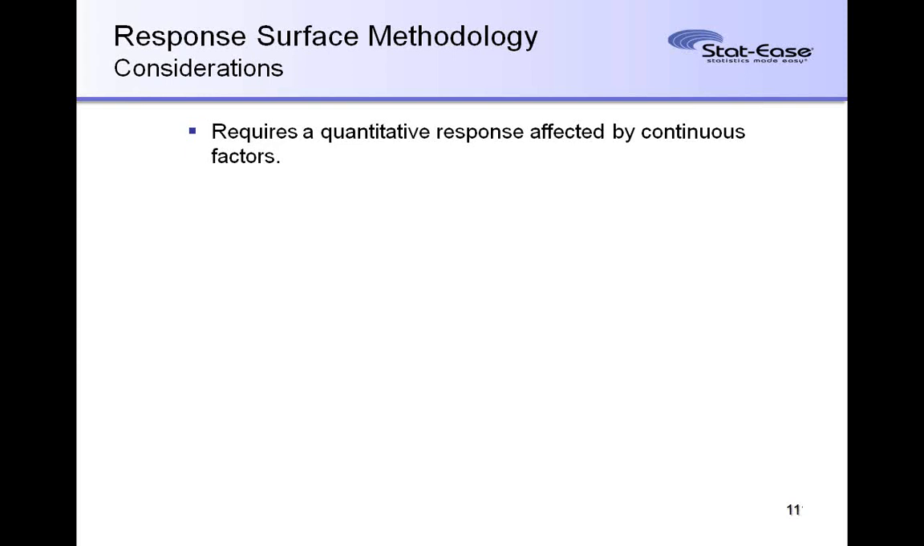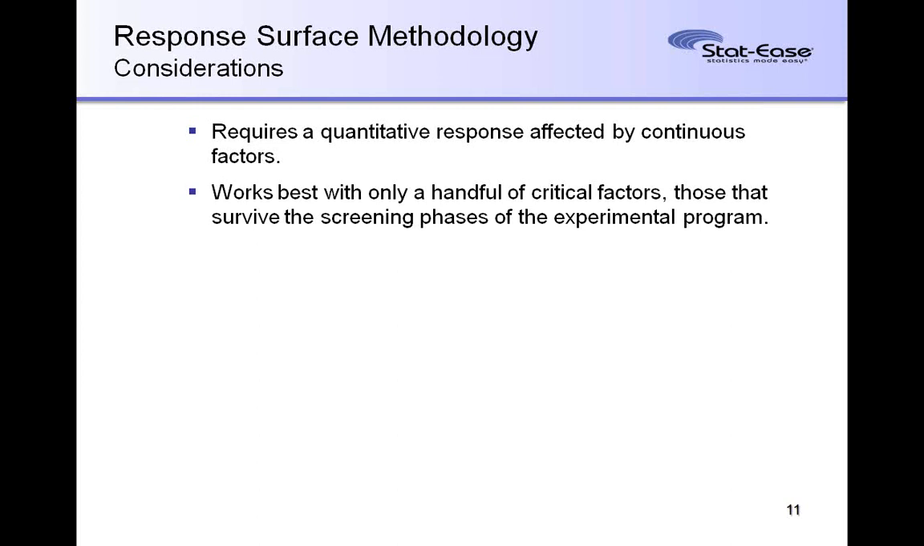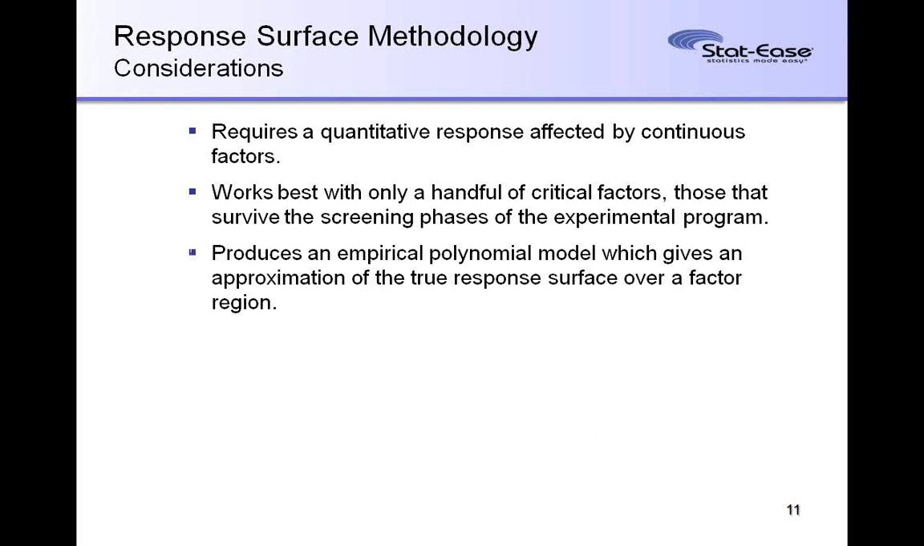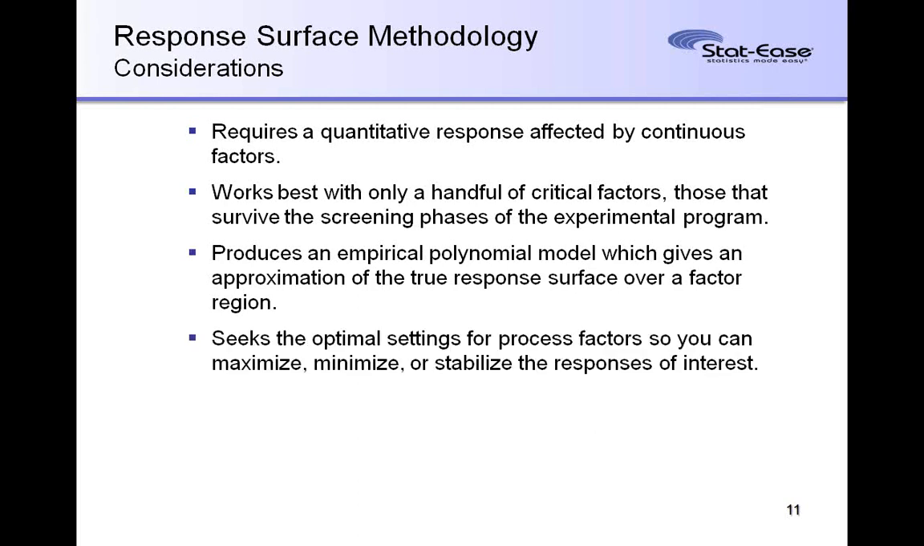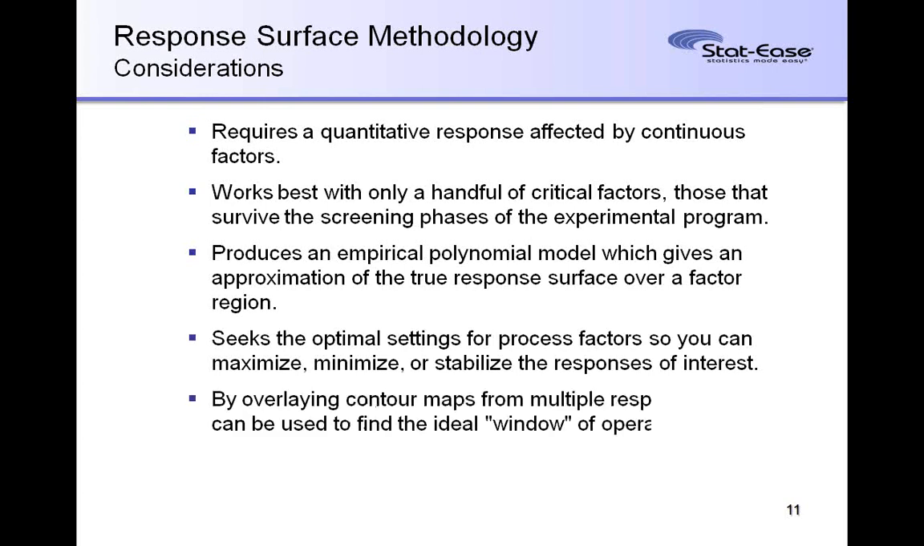Usually response surface methods use a quantitative response, which means some sort of numeric response, and it's affected by these numeric factors, continuous factors. It usually works best when we've gotten down to just a handful of the critical factors, the ones that survive our factorial design screening stages. We're focusing again on our polynomial model, developing the best model that approximates our response surface. And our focus becomes optimization.